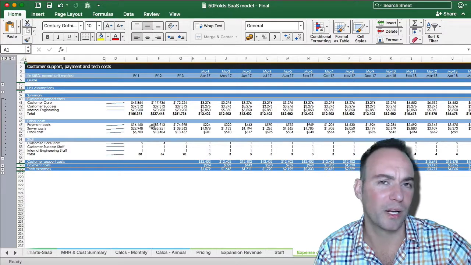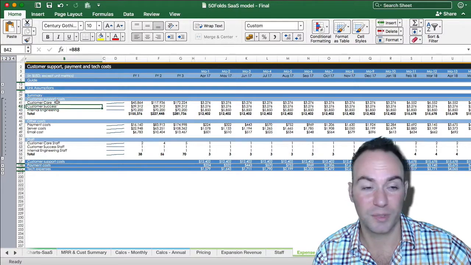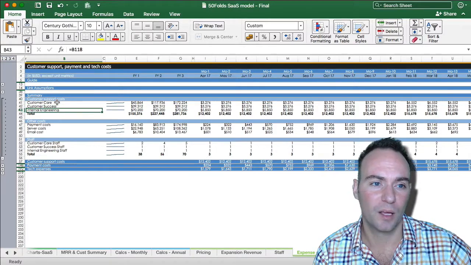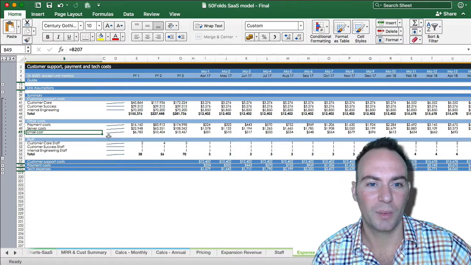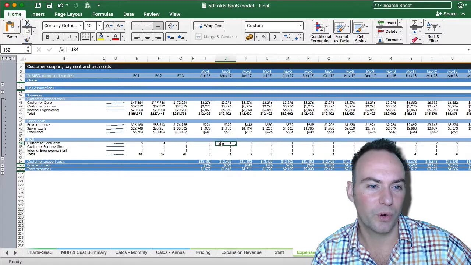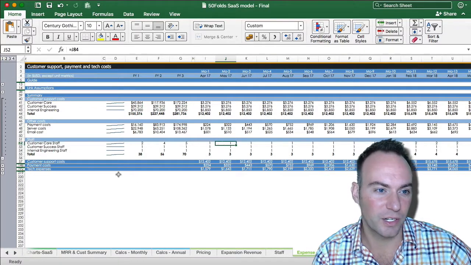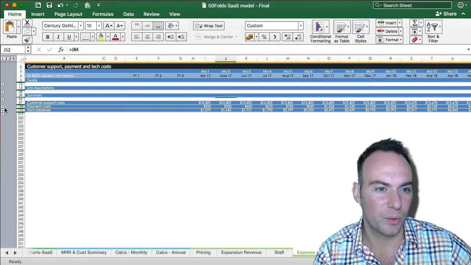Now, what are our costs we're going to get through? So for customer support costs, we have customer care, customer success, and internal engineering. For our other costs, we've got payment, servers, and email. And then we can see the additional staff, which will be fed into the staff sheet for your customer care, success, and internal engineering staff. Now let's break into these step by step. We'll start with the customer support costs.